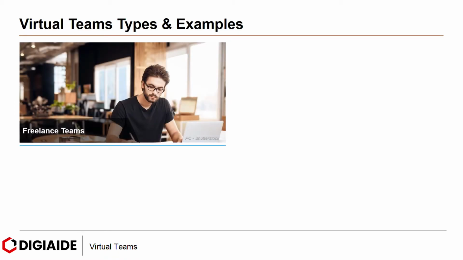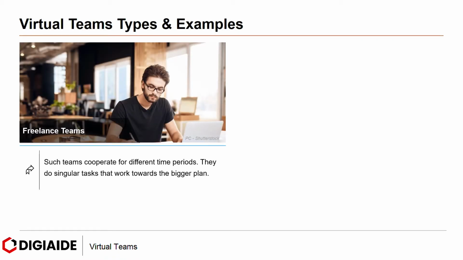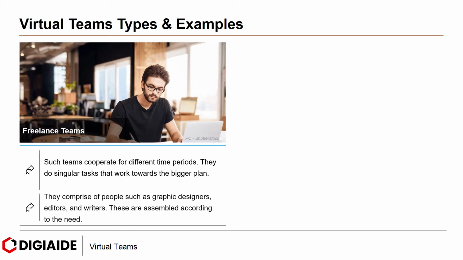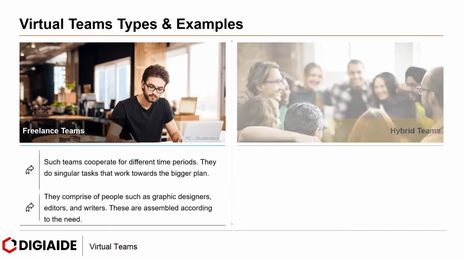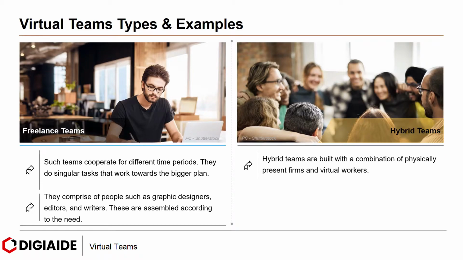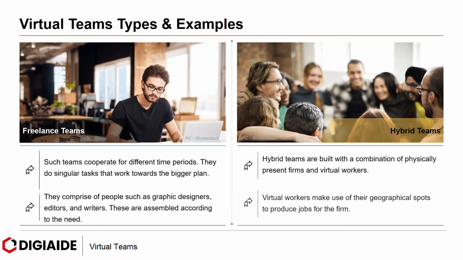Next, freelance teams. Such teams cooperate for different time periods. They do singular tasks that work towards the bigger plan. They comprise of people such as graphic designers, editors, and writers. These are assembled according to the need. And finally, hybrid teams. Hybrid teams are built with a combination of physically present firms and virtual workers. Virtual workers make use of their geographical spots to produce jobs for the firm.